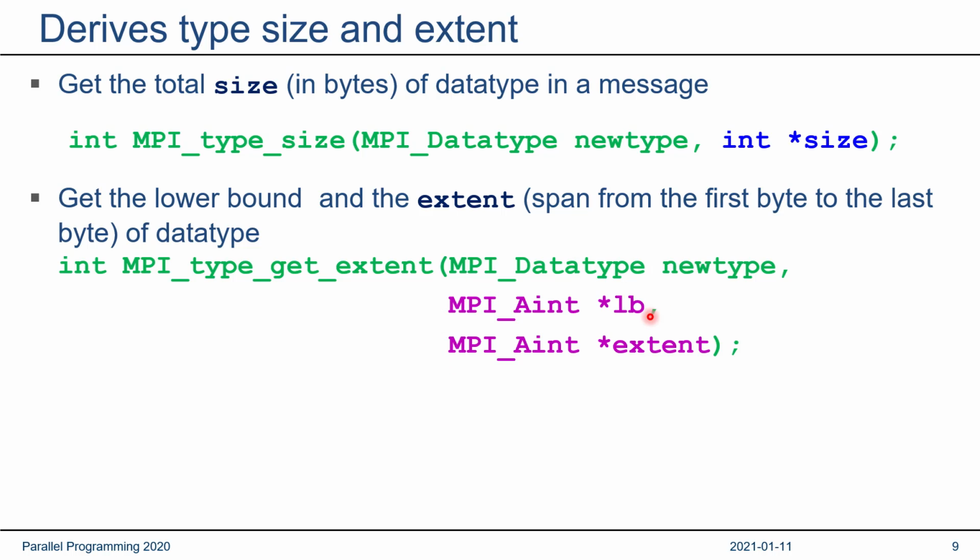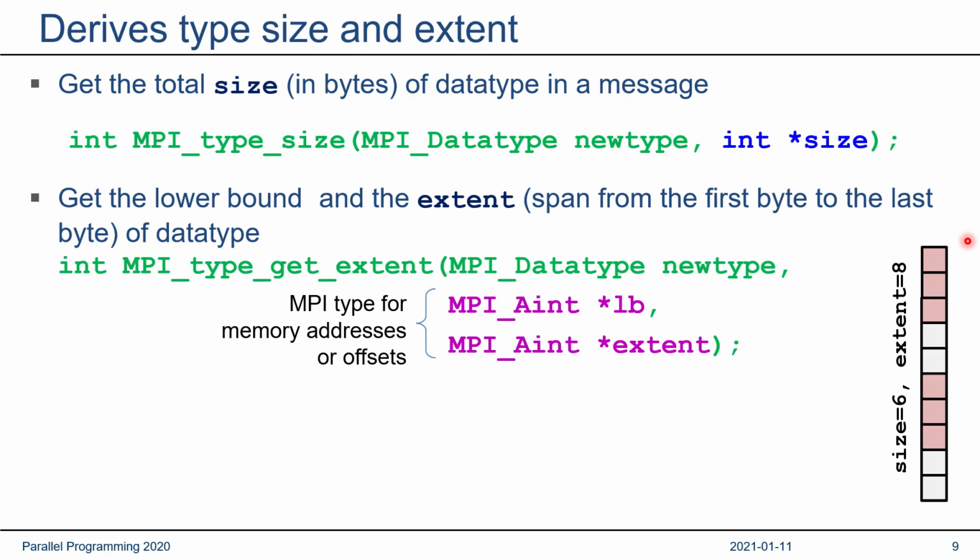What might be interesting in some contexts is also the lower bound, LB. You also get it at the same time. Lower bound is the address in memory where the data type starts. So we will see later that some data types are actually bound to a specific address in memory, and we can request that address using the type get extent function.